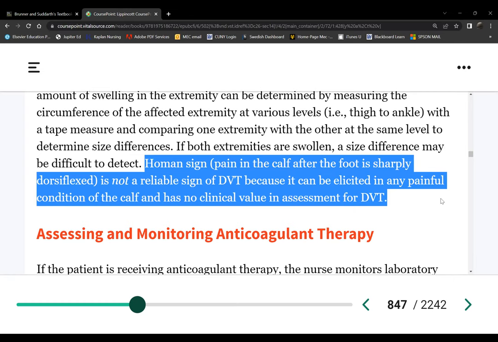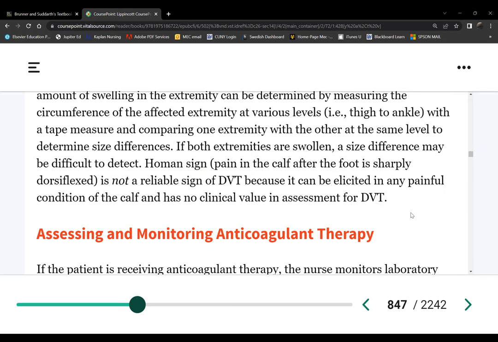Right now, I have the Hohmann sign. My calves hurt when I dorsiflex. Does that mean I have a DVT? No. There's no unilateral leg swelling, so I don't.